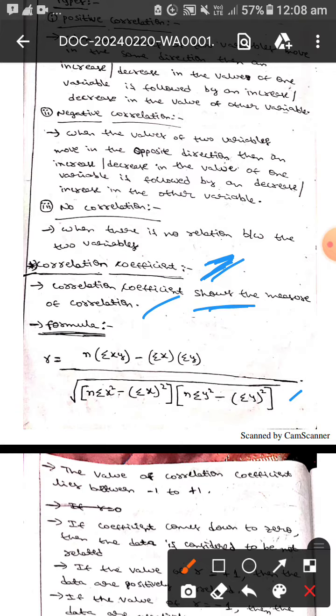Today we are here to discuss correlation. It refers to the process of establishing the relationship between two variables. There are three types mainly. Here the first one is positive correlation.